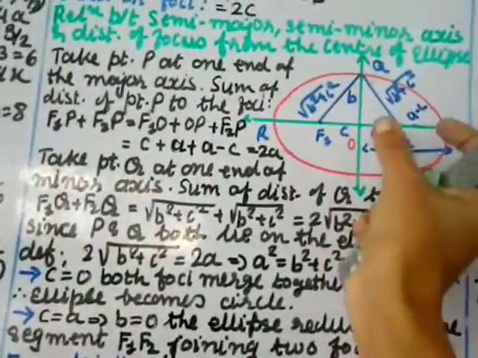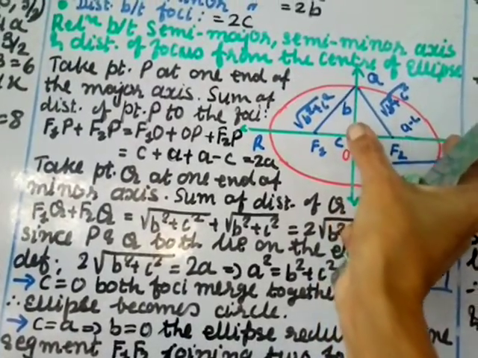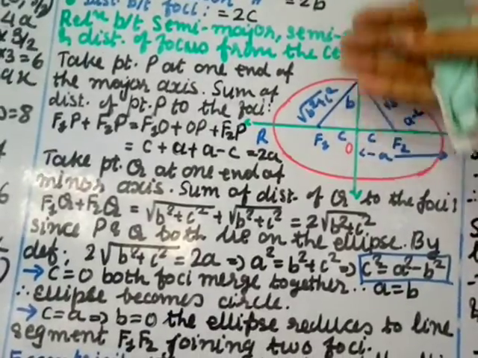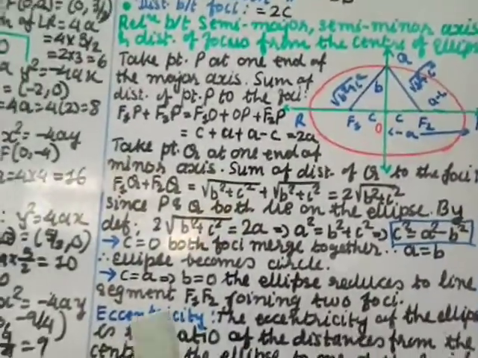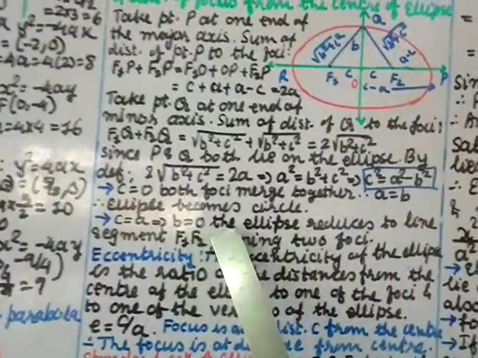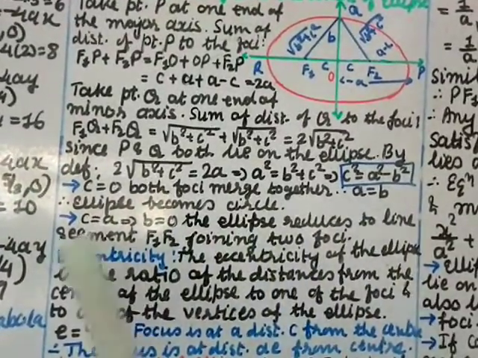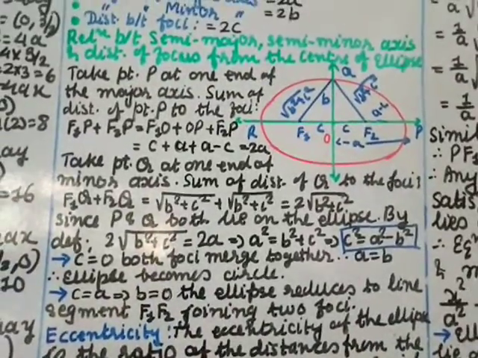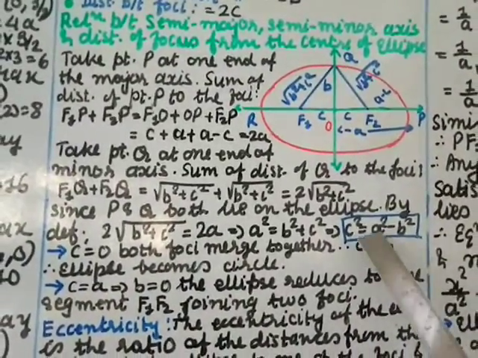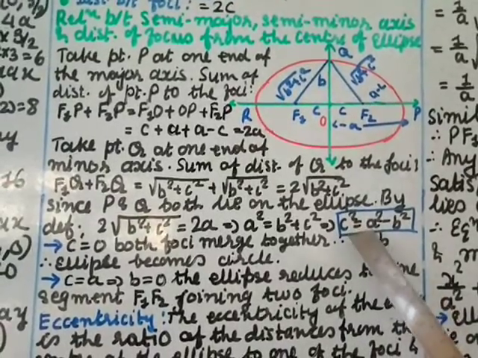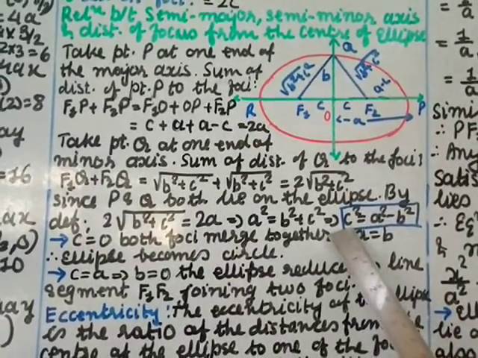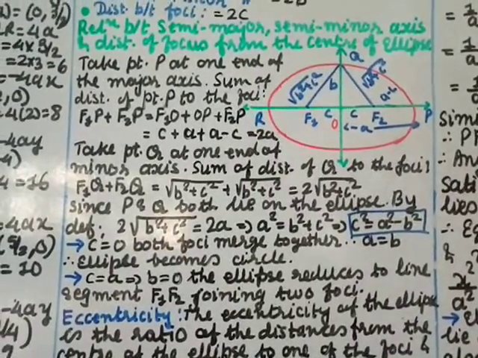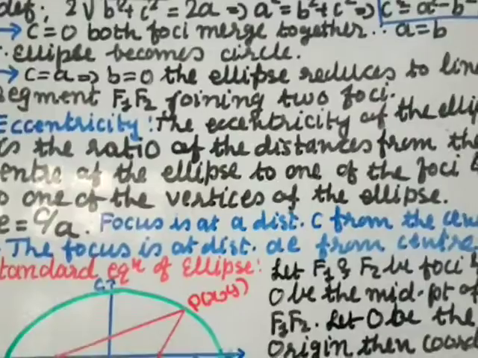Suppose C equals A, that means B equals 0. If C is this much, it becomes equal to A, that means up to here, so B will no more be there. B will be 0. If B is 0, the ellipse reduces to the line segment F1F2 joining the foci. So that is a relation. This is a relation between the semi-minor axis, the semi-major axis, and the distance between the foci, or the distance of the center from the foci.